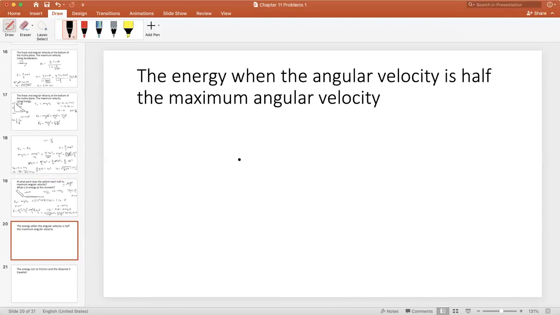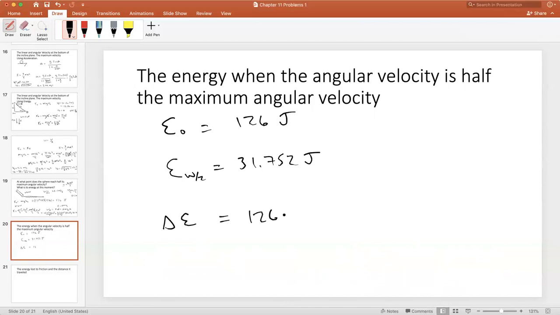So I know that the energy was initially 126 joules. The energy when omega is half, we found, is only 31.752. And so that is a change in energy equal to 126 minus 31.752, or 94.25 joules of energy was lost.